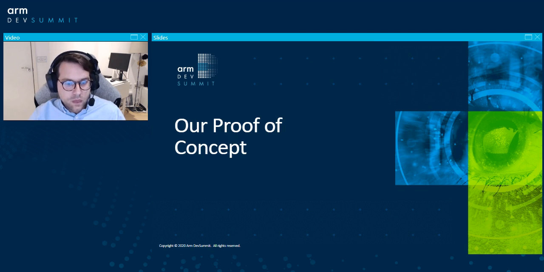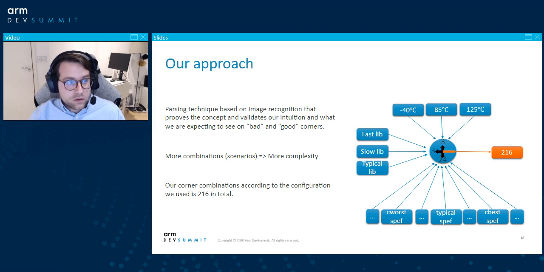So our proof of concept. Putting that all together, we can extract multiple heat maps of different corner variations.